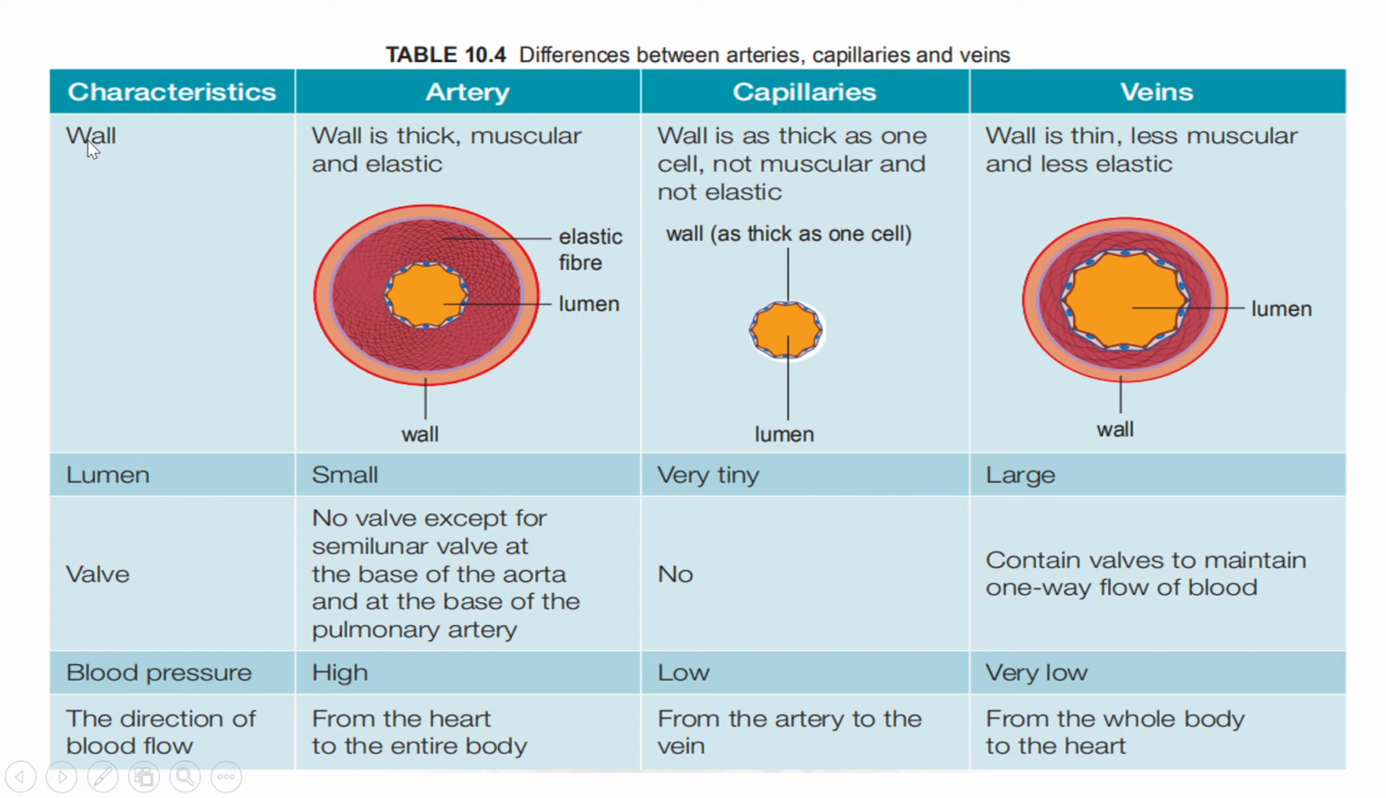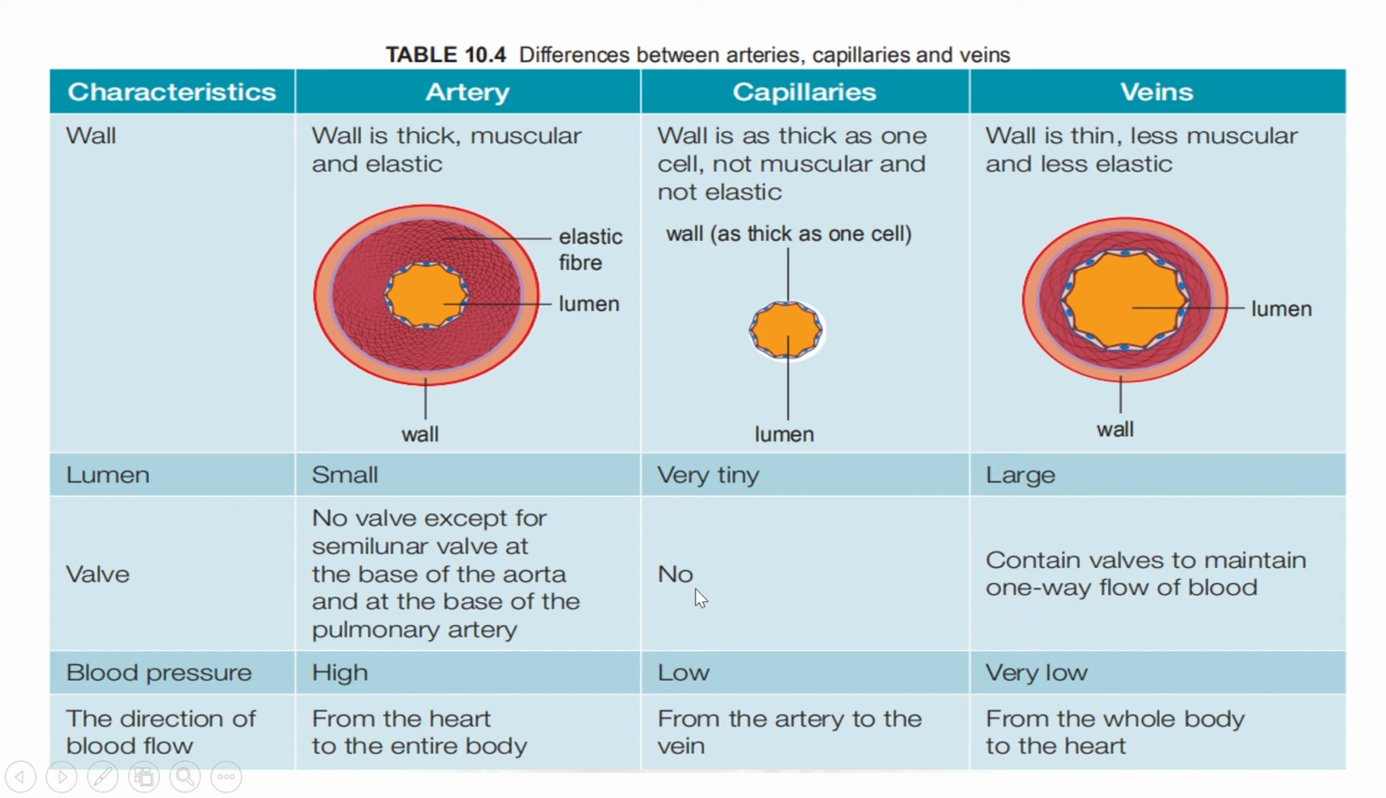Okay, this is a table to show the differences between artery, capillaries, and also vein. So first and foremost is the wall itself. This is the lumen, the space. So you can compare. This artery is very thick, very muscular, very elastic to sustain the high pressure blood which is flowing within. And then this vein is also considered thin, less elastic as compared to artery, and it has the valve. The valve is present to maintain one-way flow of blood, so that means to prevent backflow.